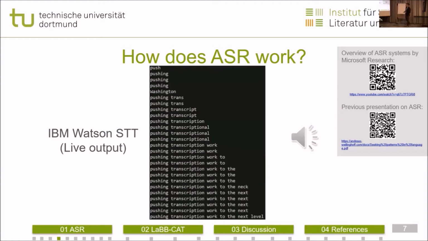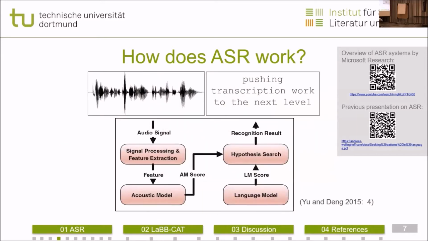If you've got an audio like this, "pushing transcription work to the next level," you can see that it starts, for example, with "push," then "pushing," then for some reason "Washington," but then corrects itself again to "pushing transcript," "pushing transcription," so "pushing transcription work to the next level." So it's always working on the processed audio and always tries to find the most likely equivalent, right? That would be a rough overview, but I don't really have time for discussing that in detail, and there are probably other people who could do this a lot better than me.